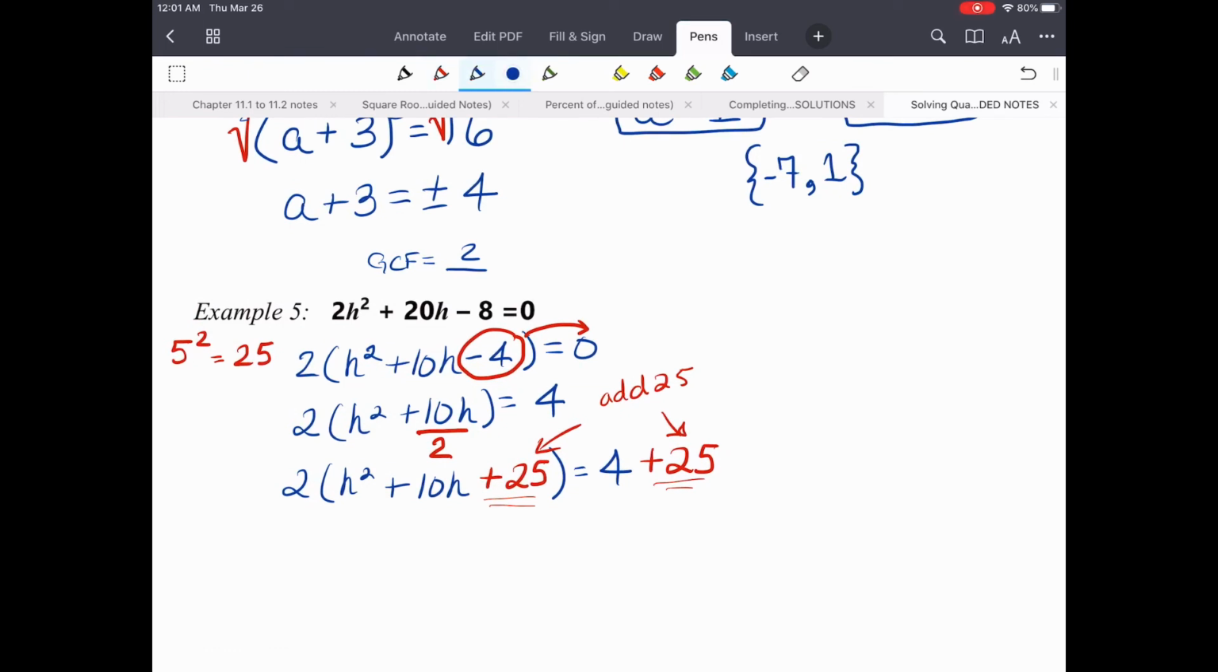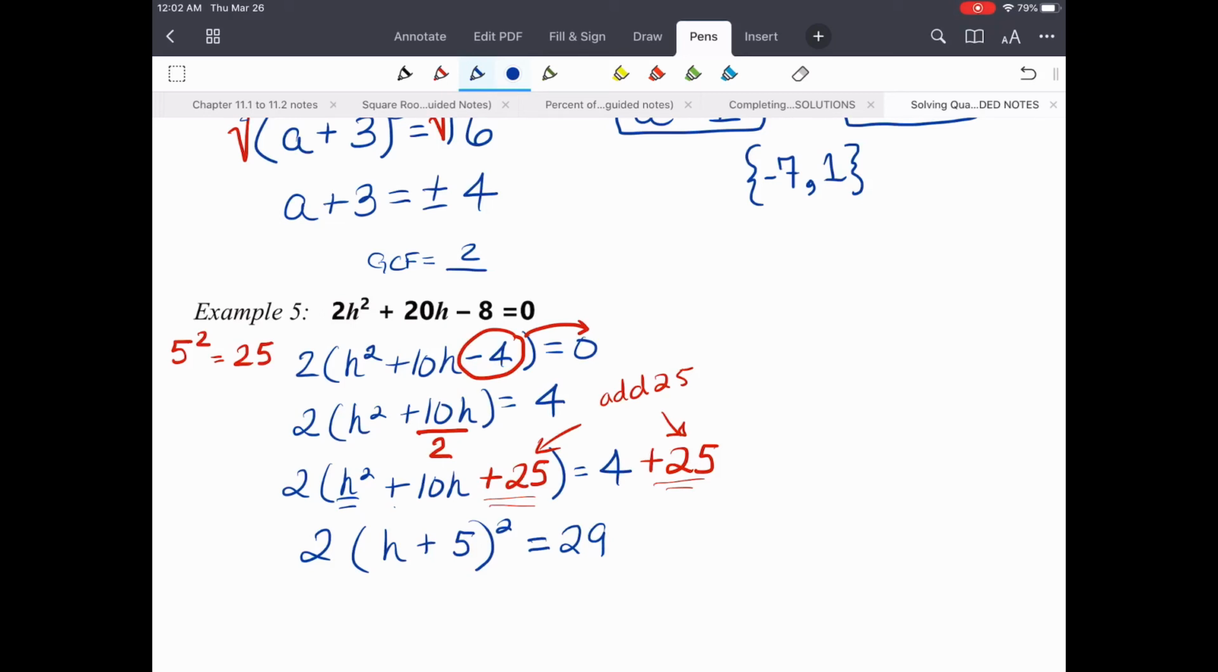So now let's factor the left side. I'm going to write that as the square root of h squared is h. The square root of 25 is 5, and that's positive. So like that. And this will equal 29.